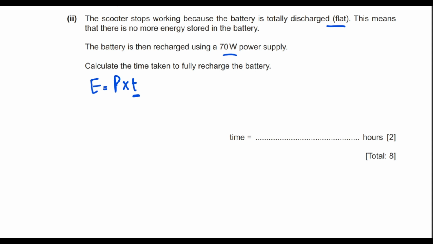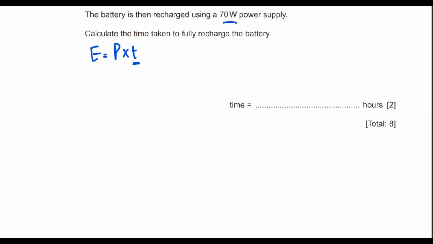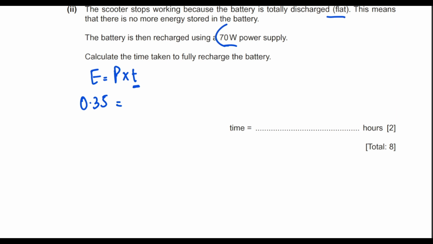So how much energy does the battery actually possess when it is fully charged? That is 0.35 kilowatt hours. So 0.35 kilowatt hours of energy equals power. What is the available power that the battery can receive per second, or how much energy it can receive per second? So that is 70 watts. Now we have to convert this into kilowatts. So that will be 70 divided by 1000 multiplied by time.